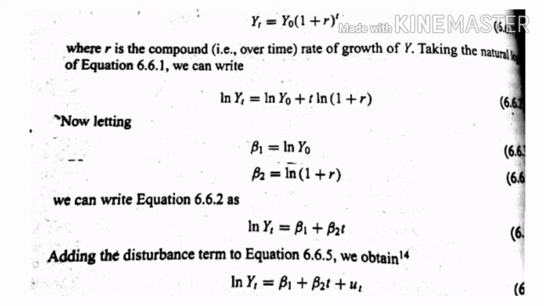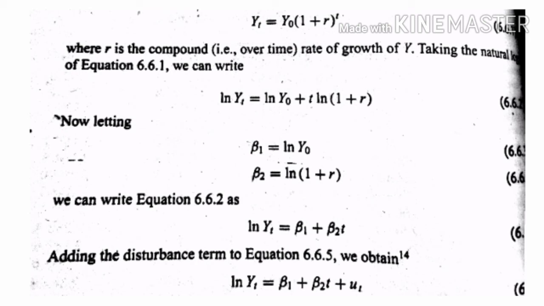Taking the natural log, अब हमने इसके ऊपर ही नेचुरल लॉग लिया है, तो ln Yt is equal to ln Y naught plus t ln(1 plus r). Beta 1 is equal to ln Y naught and beta 2 is equal to ln(1 plus r). So this equation is new: ln Yt is equal to beta 1 plus beta 2 t.